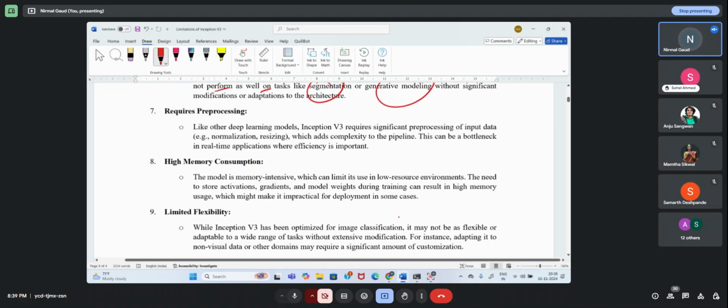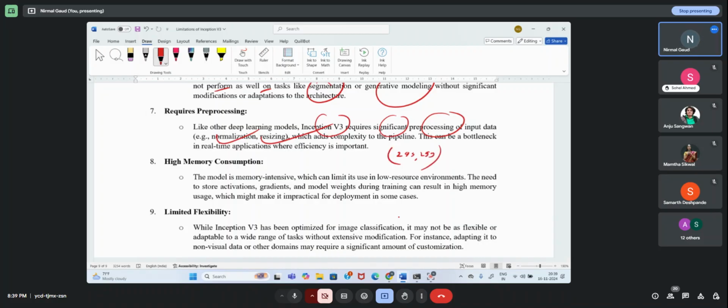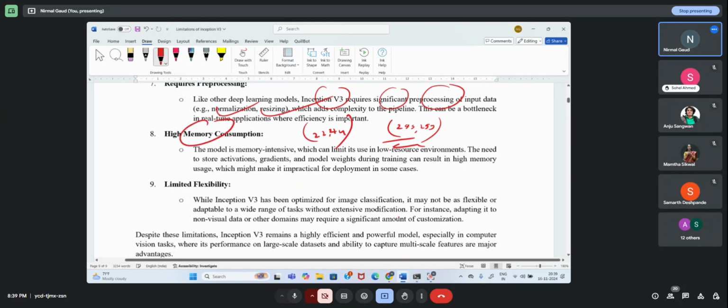It requires pre-processing. Inception requires significant pre-processing, normalization, and resizing. The size of the image which we give here as an input is 299. That is a large size. We were working with 224 in the case of VGG 16 and 19. Here we want 299, so the size will be more. High memory consumption, limited flexibility. So we are having some issues with V3.